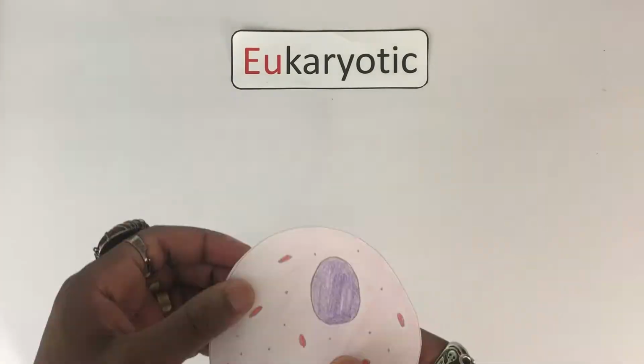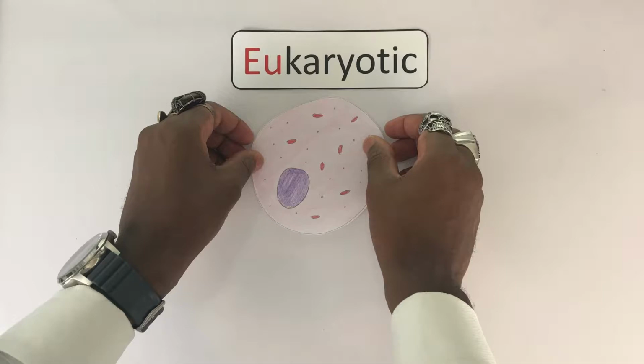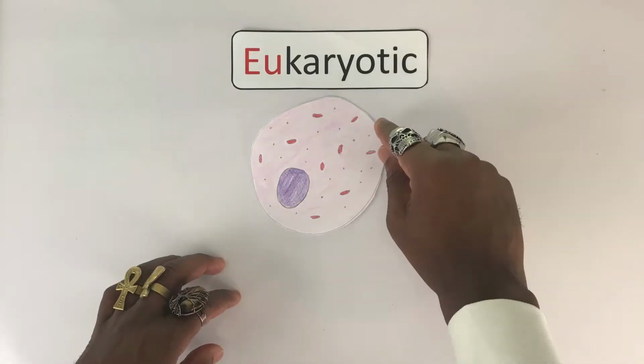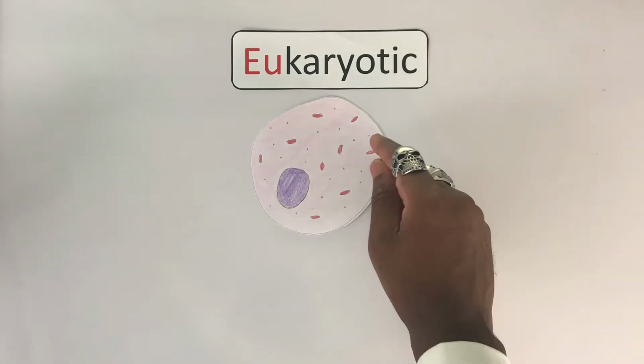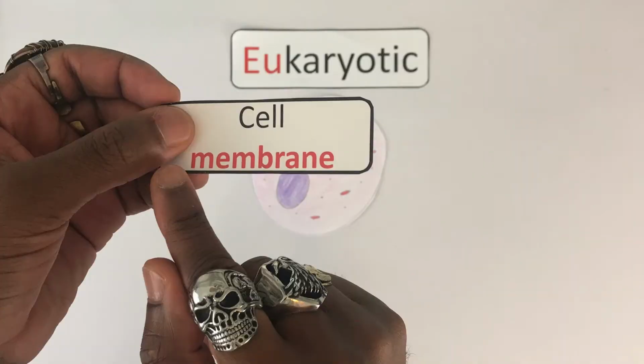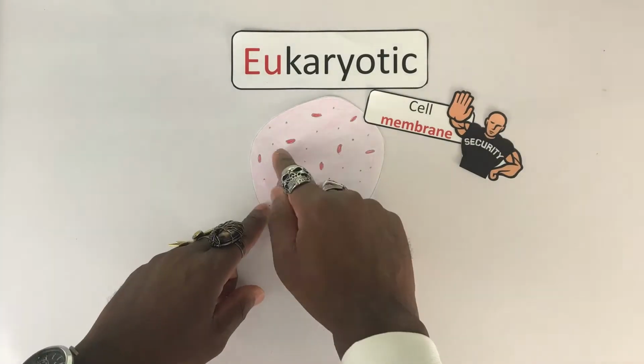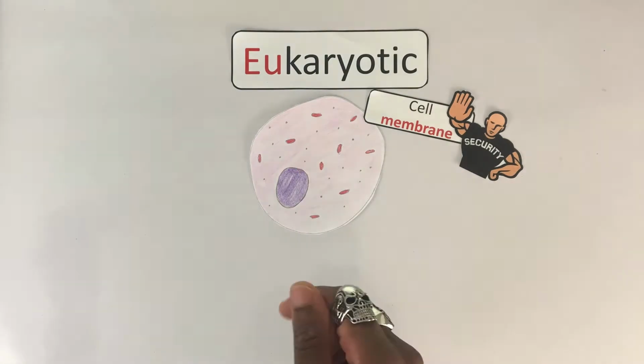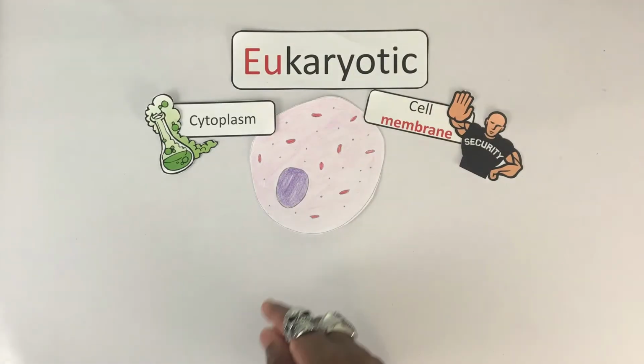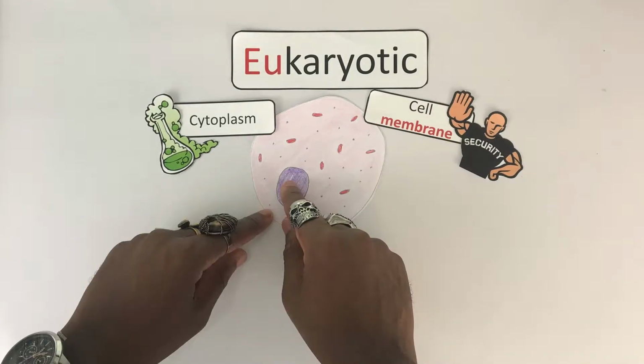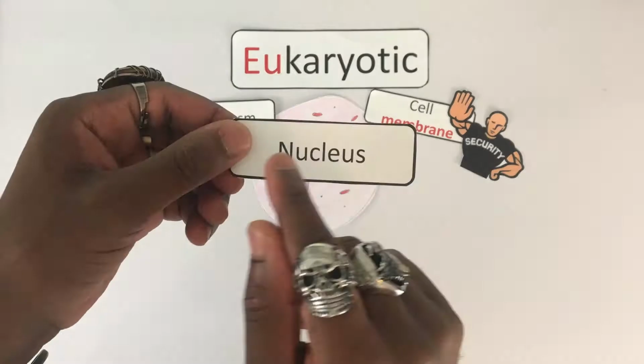Let's start with animal cells. These have 5 parts. The outermost layer, which lets substances in and out, that's called the cell membrane. The jelly-like substance where most of the chemical reactions happen, that's the cytoplasm. The nut-like structure that stores and protects the DNA, which is the code of life, that's the nucleus.